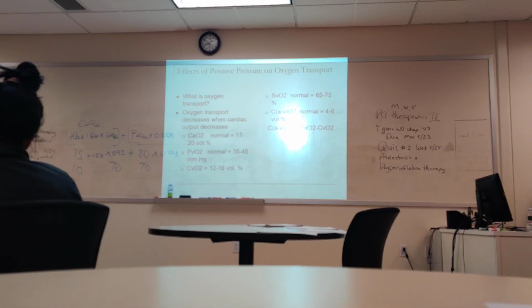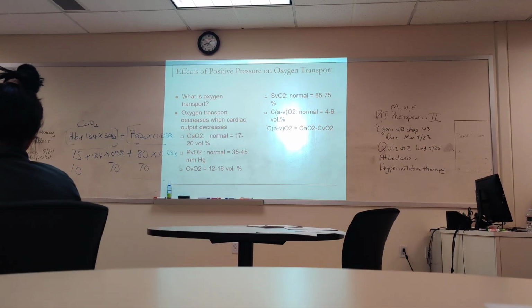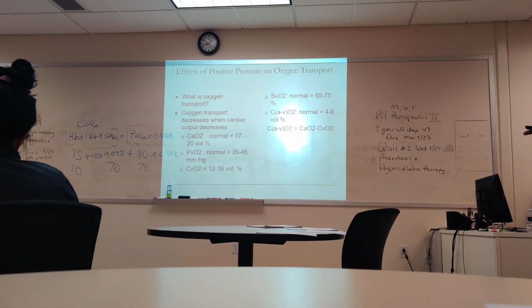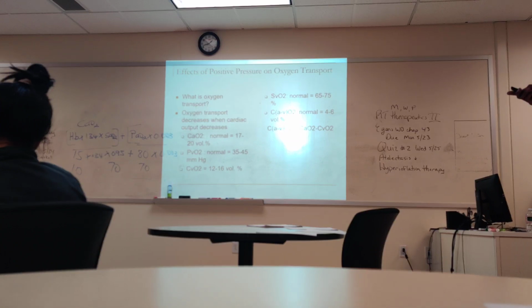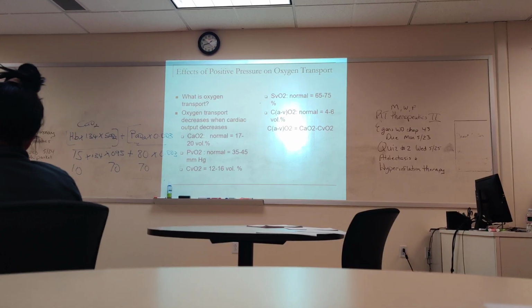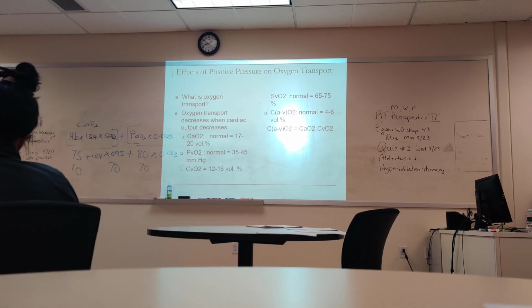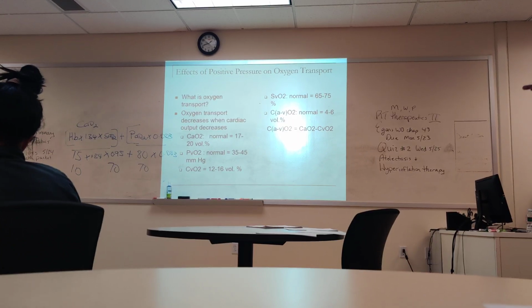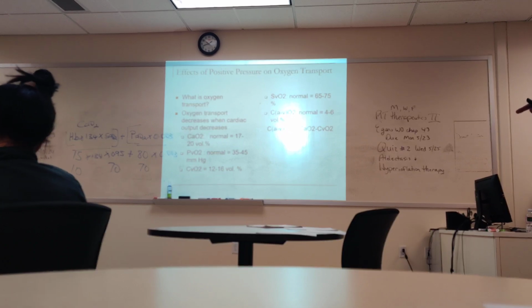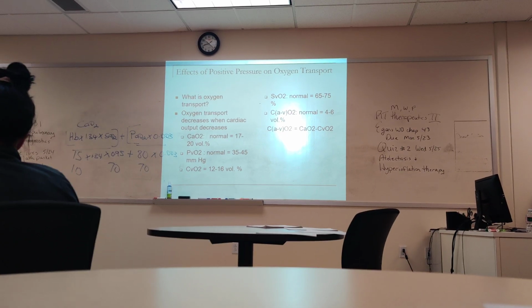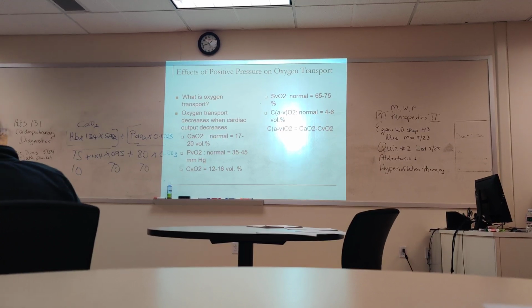So I want to go over it one more time before we continue here. When the CaO2 is decreasing, cardiac output is decreasing. When the PVO2 is decreasing, cardiac output is decreasing. When the CVO2 is decreasing, cardiac output is decreasing. When the SVO2 is decreasing, cardiac output is decreasing.